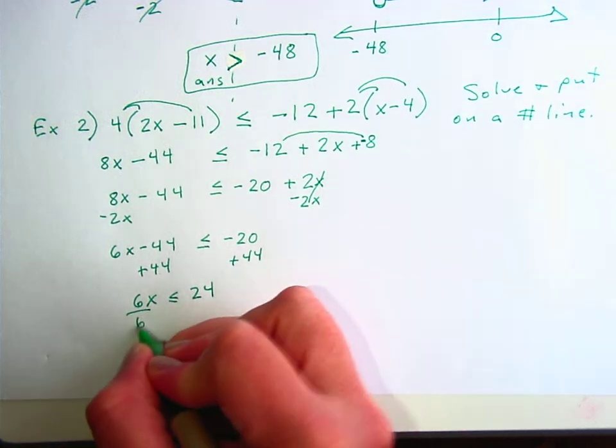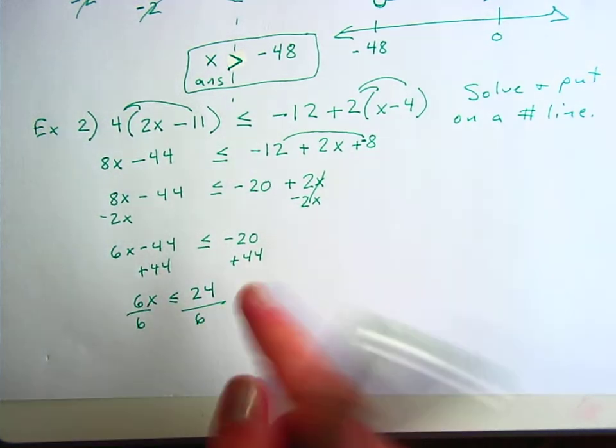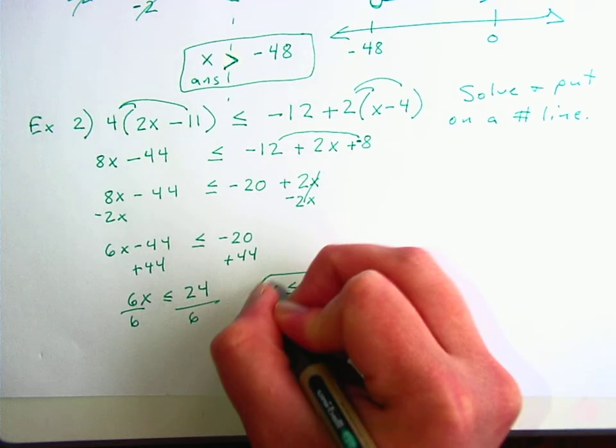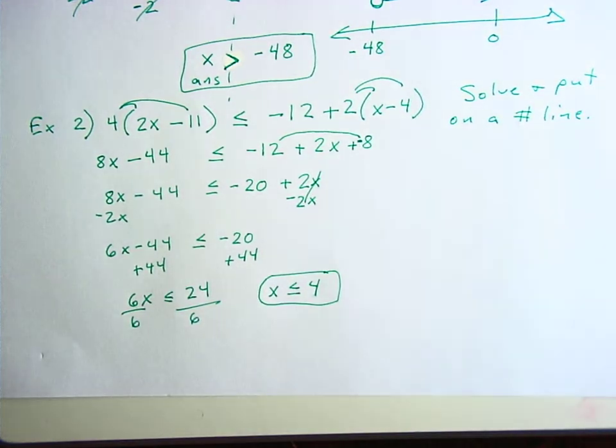And then I'll divide by 6 on both sides, and I'm dividing by a positive number, not a negative number, so I'm not going to switch my sign. So my answer is x is less than or equal to 4.